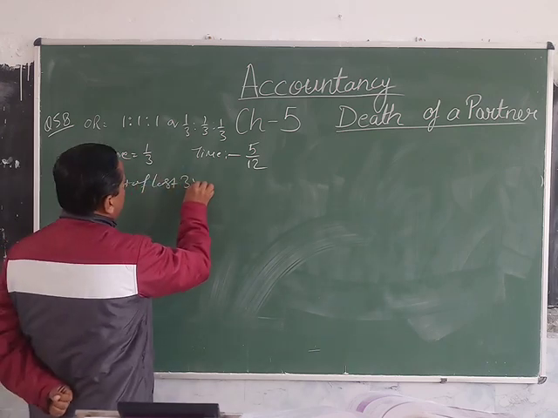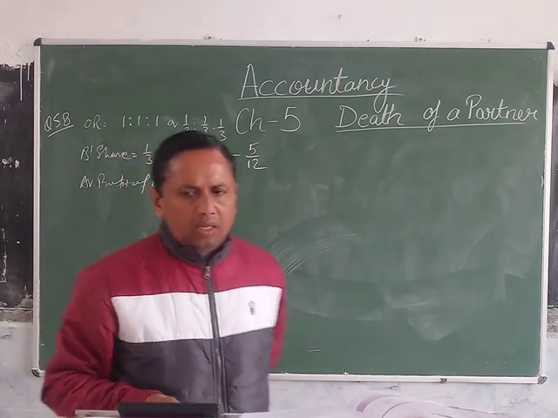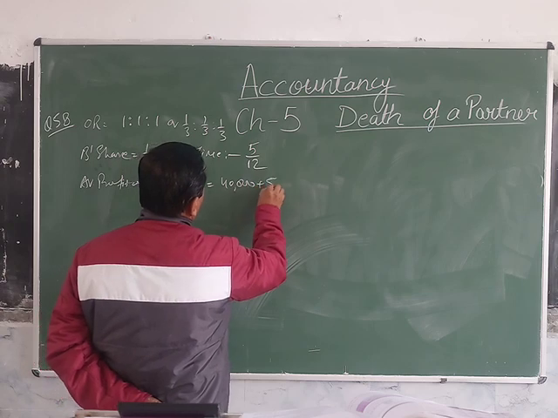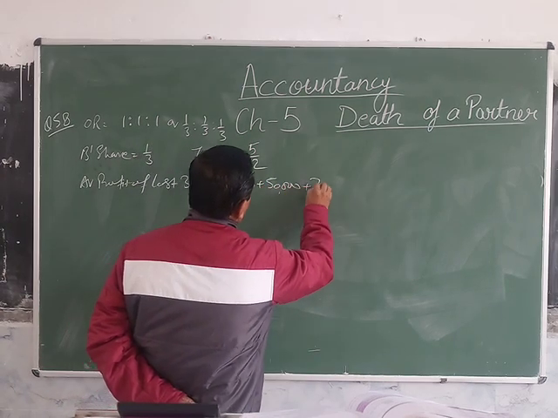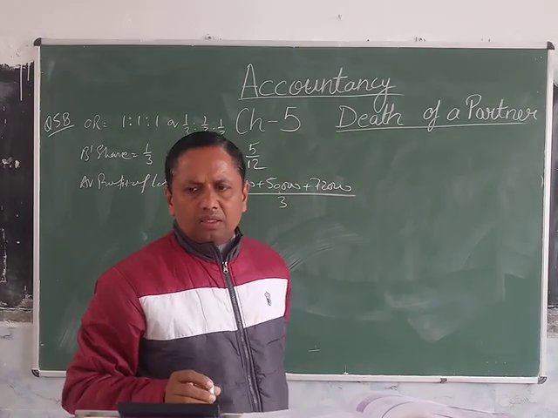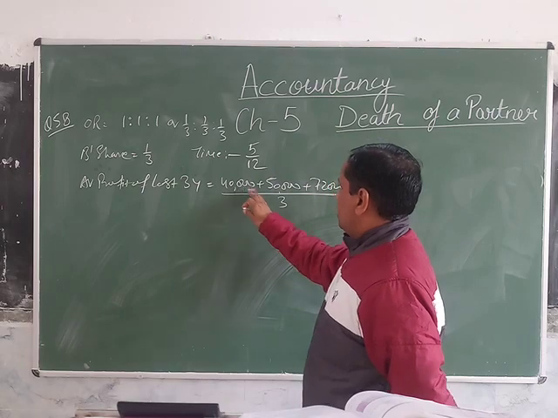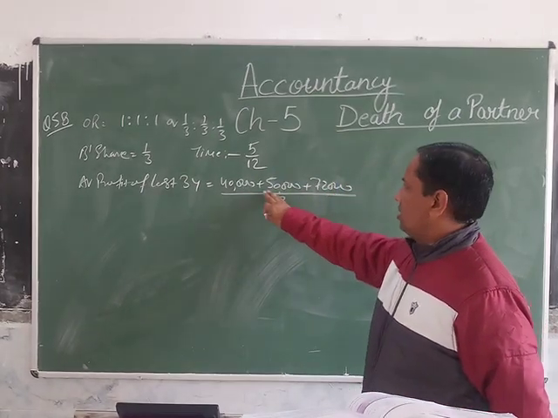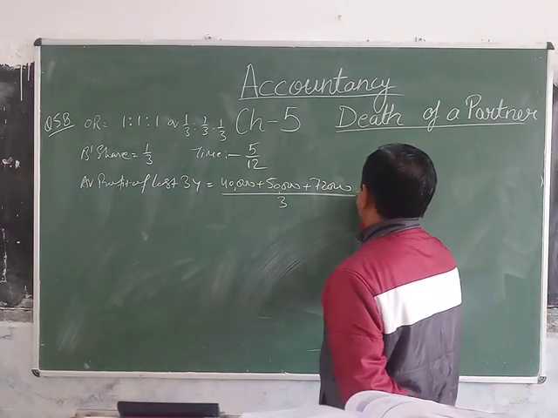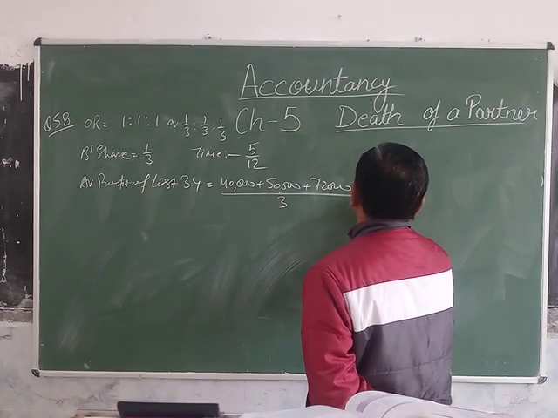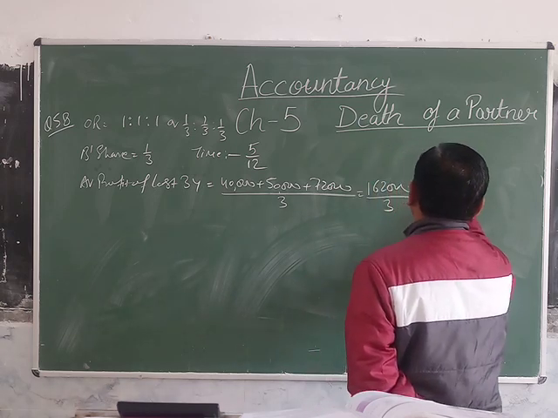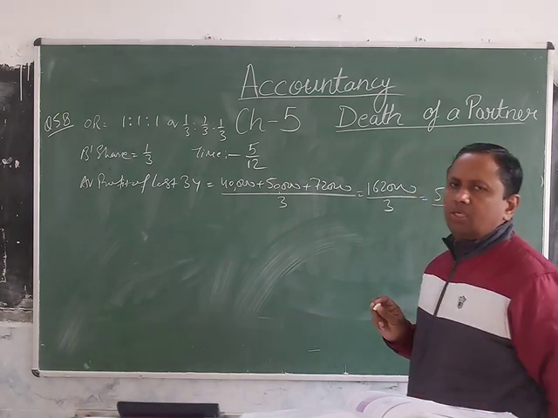The average profit of the last 3 years is equal to 40,000 plus 50,000 plus 72,000, divided by 3. These are the profits of the 3 years which are given in the question. The total of this is 1,62,000. 1,62,000 divided by 3: 3 5s are 15, 3 4s are 12, so 54,000 is the average profit.